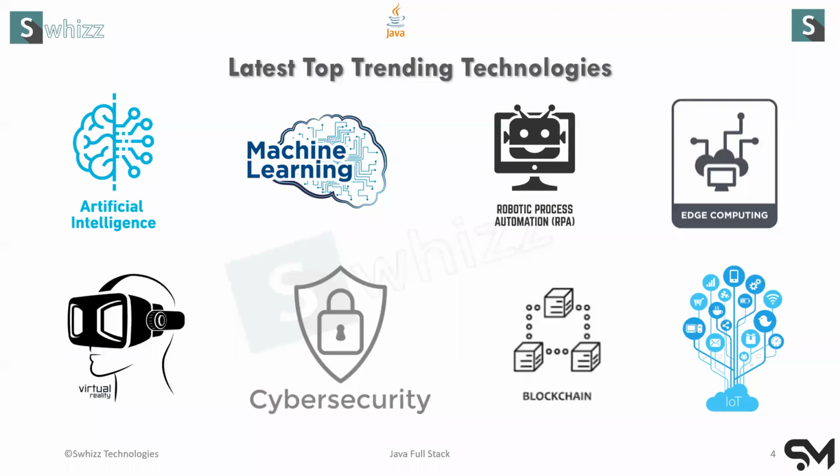Then comes IoT. Nowadays you might be seeing smart bulbs, smart TVs, smart fans and all, right? These are connected through a network, and we are able to control them through our phone itself. The data communication between devices is happening through IoT. Okay, these are all the top trending technologies.